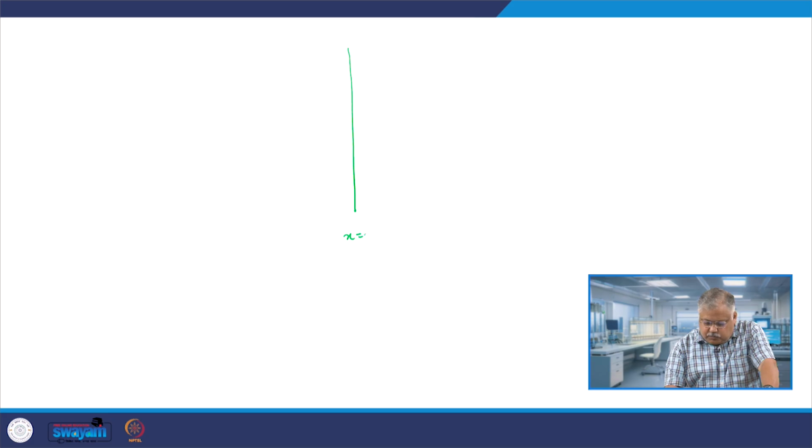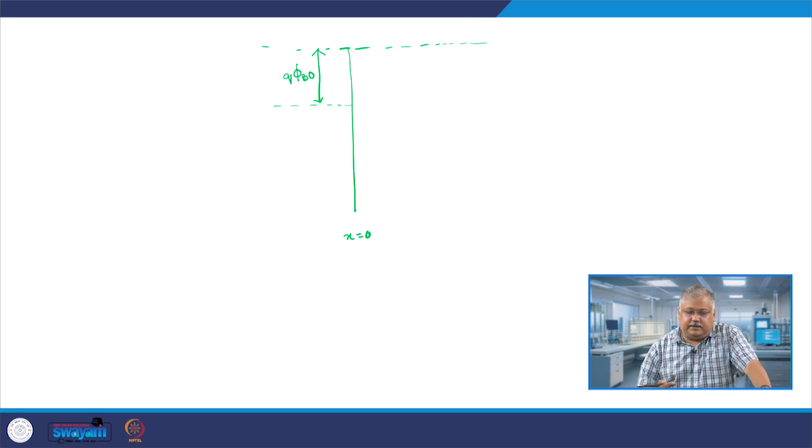Let me assume this to be x equals 0, and this is my Fermi level for the metal, then this is my vacuum level. Then this is q times phi b0, the ideal barrier height which you will see. Now, if you apply a reverse bias, it primarily means that you are forcing the energy band onto the right hand side, which is the semiconductor. This is the n type semiconductor and this is the metal.